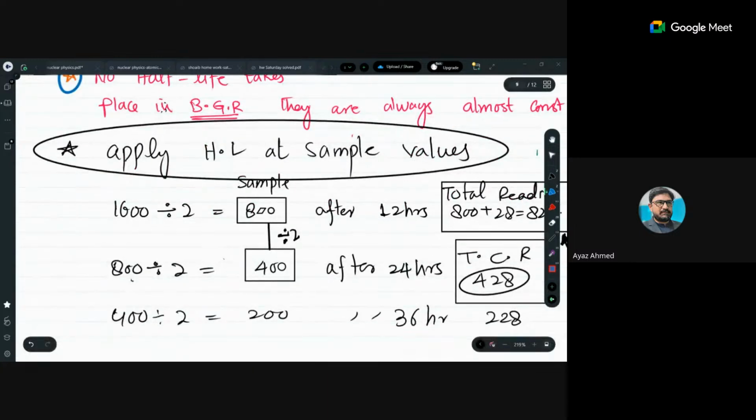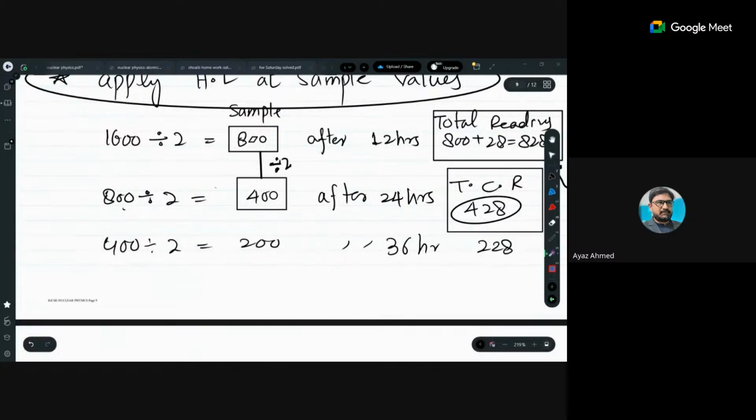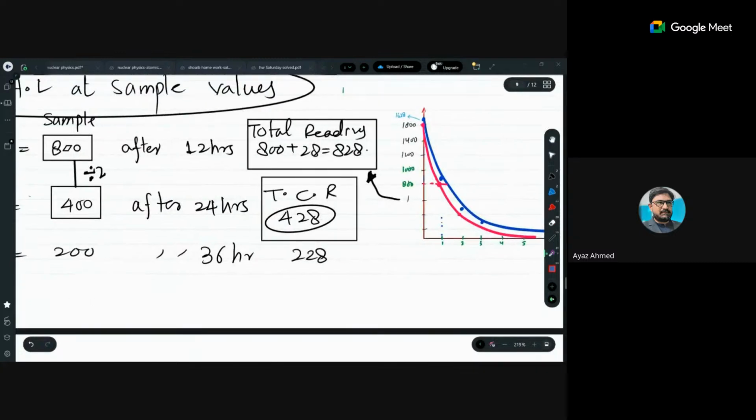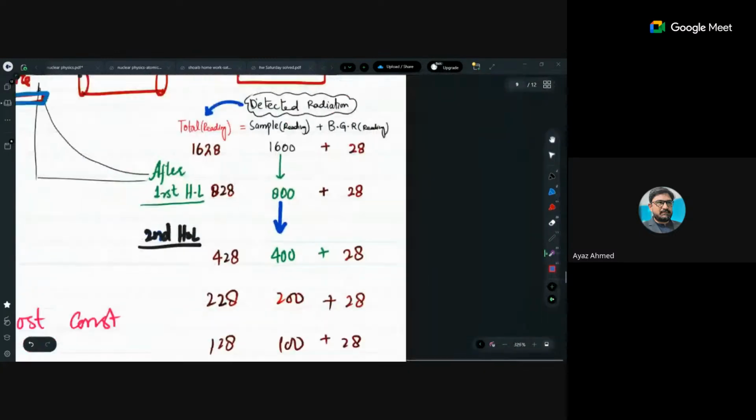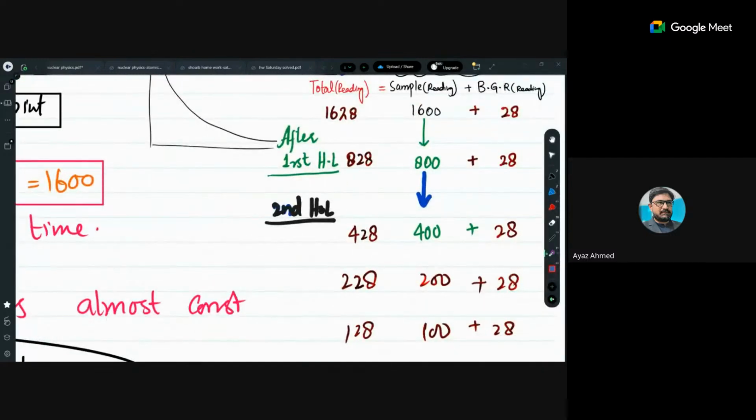Now then what happens, that is, what to do? You have to apply the half-life on the sample, which is to be halved. आपने half life सिर्फ किस पे अप्लाई करनी है? सैंपल की रीडिंग पे. सिंपल एंड स्ट्रेट. Because I told you that your sample reading will be decayed. Sample will halve.